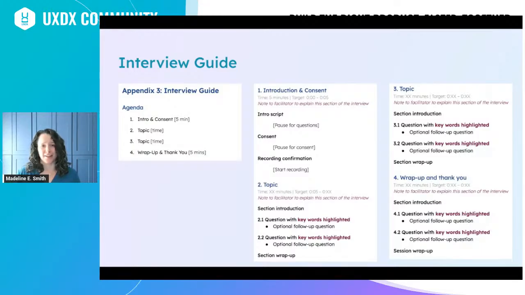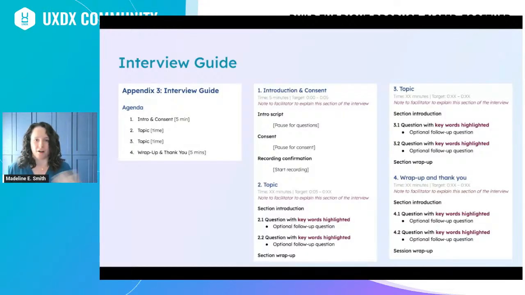Again, interview guide. Everyone I know who does interviews creates some sort of interview guide as part of their research process. It's not all that common in my experience for folks to include that in the same document as their research plan. But for me, I found that to be incredibly valuable, just having one link that I can share with anyone working on the project and they have all the information they need.